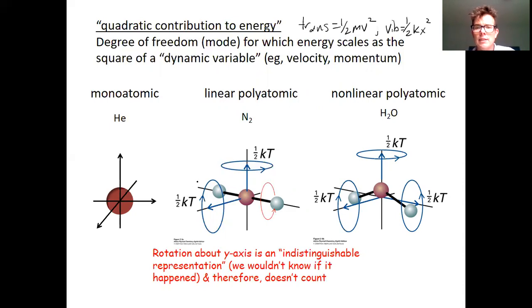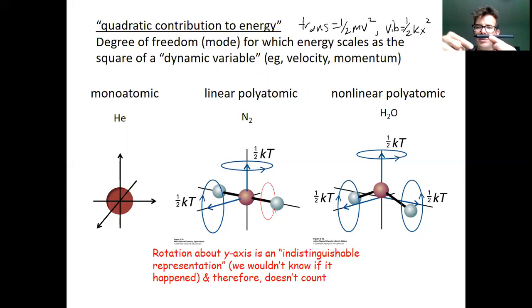Next example is a linear polyatomic, something like N2. Imagine my pen is nitrogen. A linear polyatomic, again, has 3 translational degrees of freedom. It can move in X, Y, and Z. It now also has vibrational degrees of freedom. So it can vibrate. And it has rotational degrees of freedom. Specifically, it can move this way, or it can move this way.